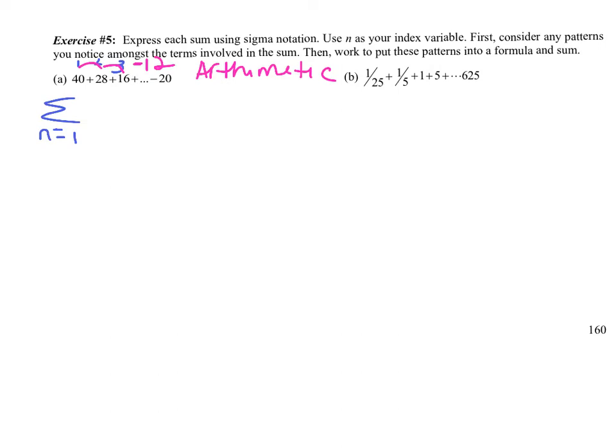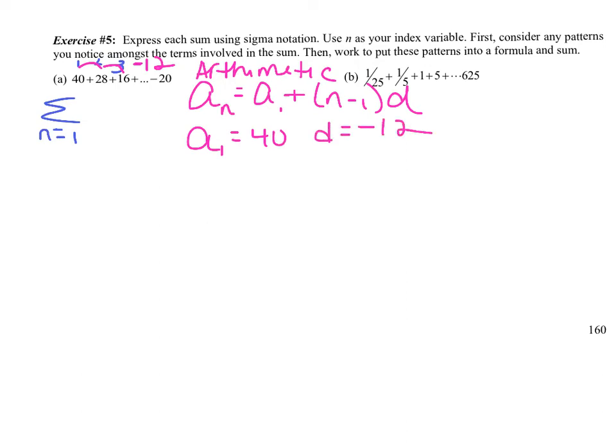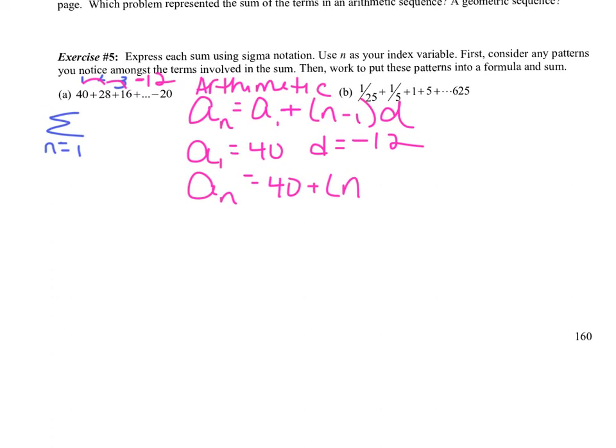So I'm going to refer to my formula from my notes on the last page, where we do the first term plus n minus 1 d. So I need the first term, which we know is 40, and my d is negative 12. So when I plug that in, I get 40 plus n minus 1 times negative 12.